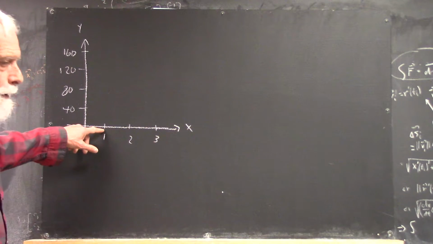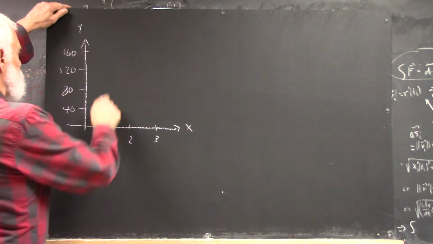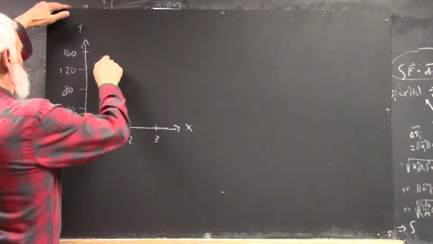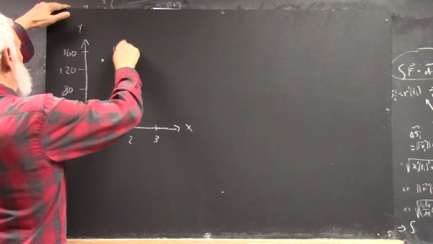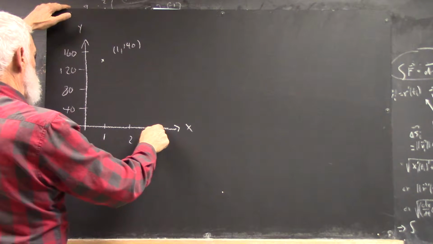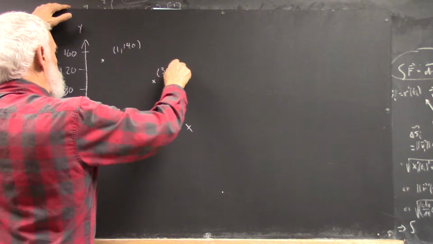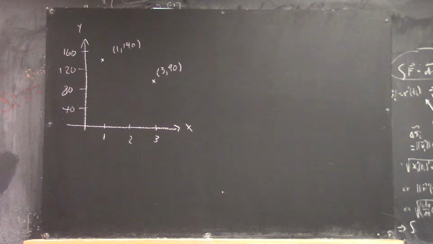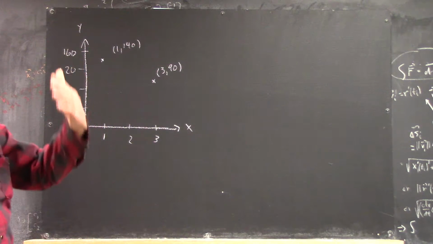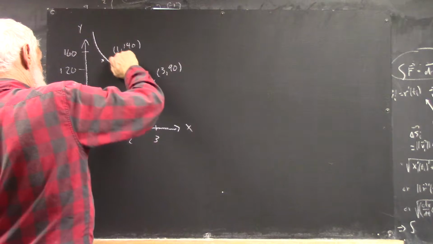And we have the point 1, let's say your count was 140, so we have the point 1, 140, and we have the point 3, 90. Okay. Then you draw the concave up graph, which will end up looking something like this.